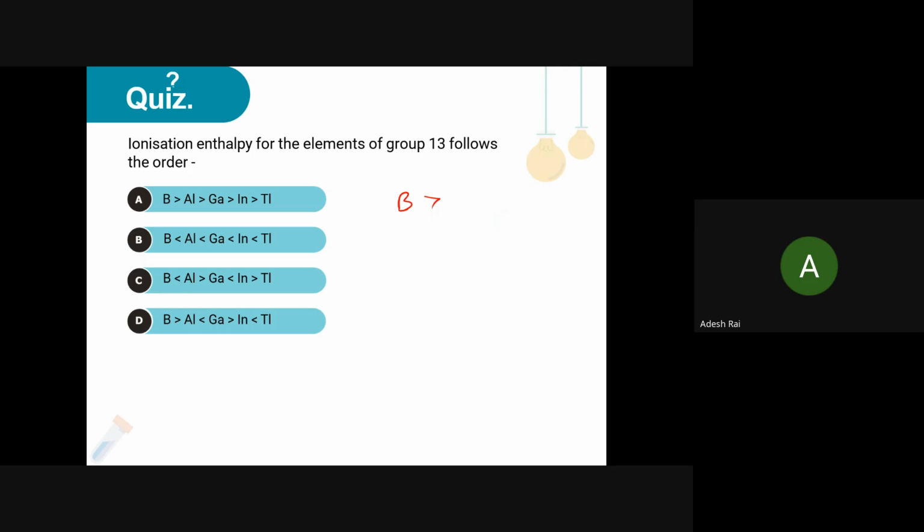Okay. After boron, what should be there? Thallium. It should be thallium. But if you see, the order is a little bit different here.